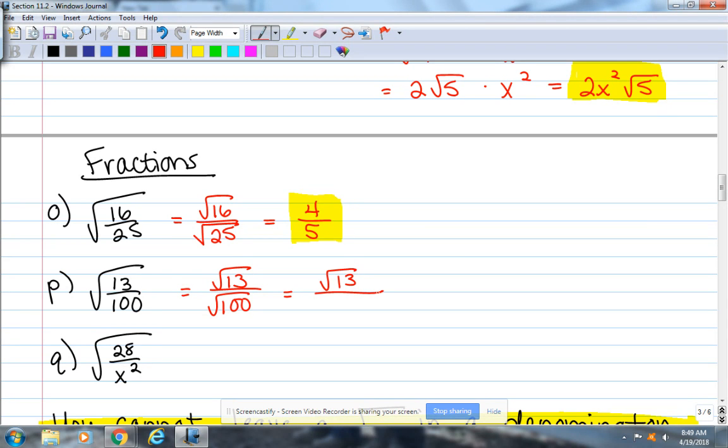And what is the square root of 100? 10. So you just leave it radical 13 over 10. It will not simplify any further than that. So that's all you can do for that. It's absolutely okay to leave an answer like that.